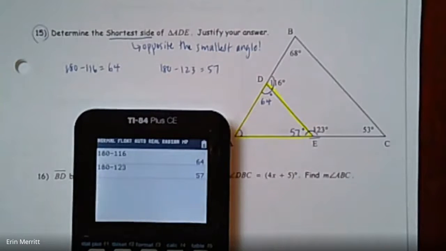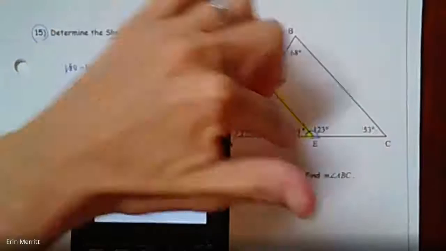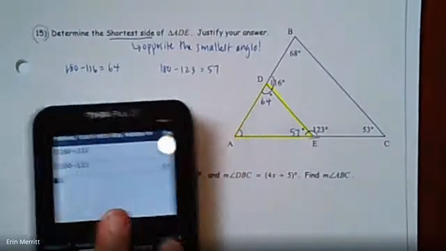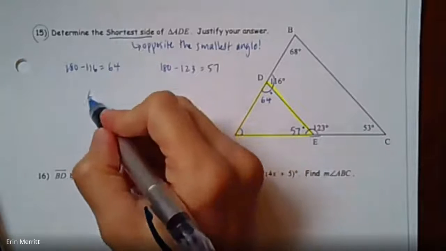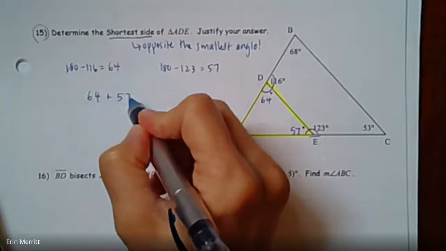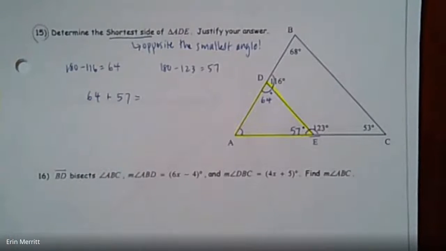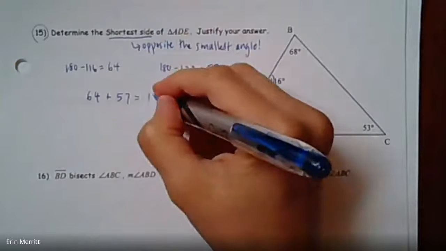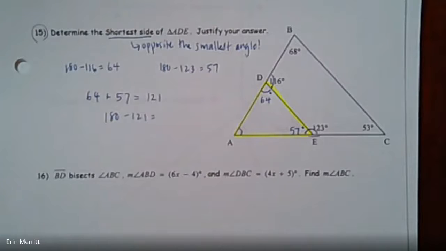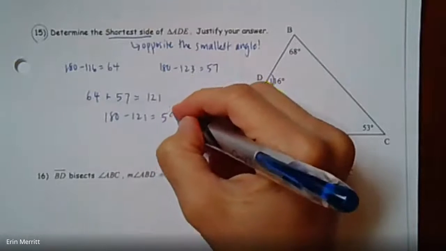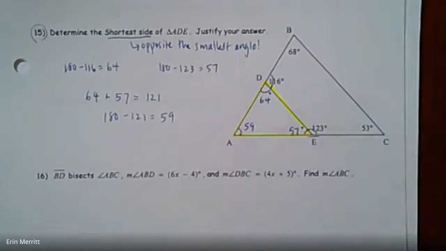Or you could have used the fact that you have the big triangle here and worked with it from there, right? So a lot of ways to be able to do this. But 64 plus 57 together gives us 121. And then 180 minus 121 would leave us with 59. So you really need to know all three angles before you can adequately answer the question.